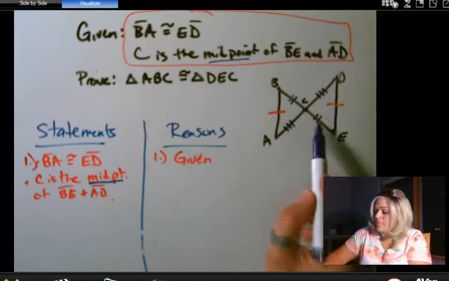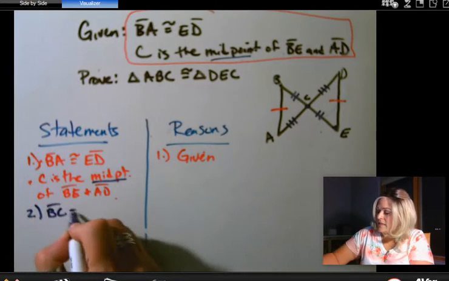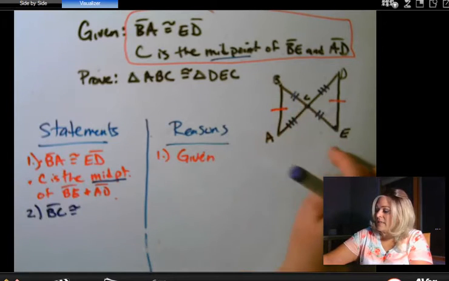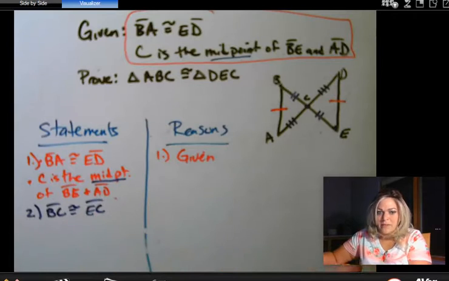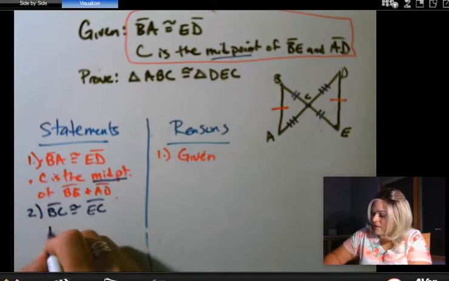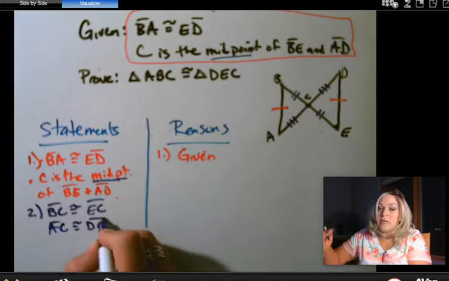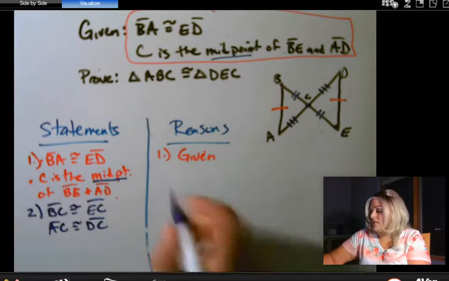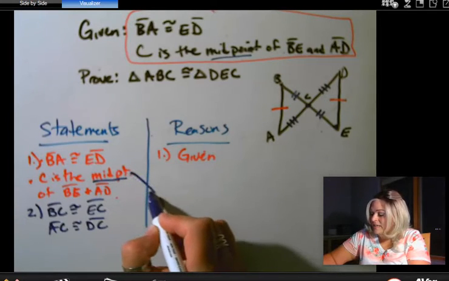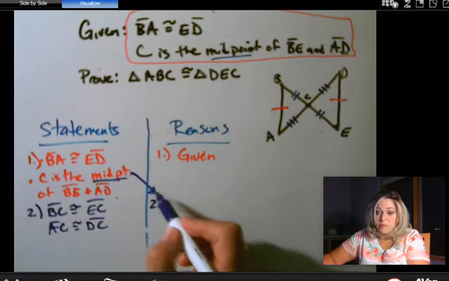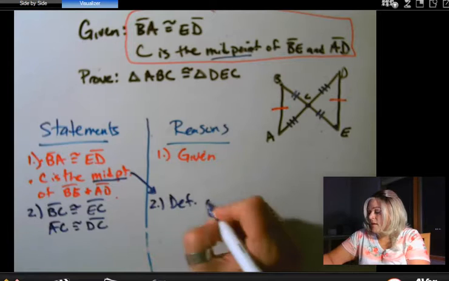So I know, step 2, that BC is congruent to EC because of the word midpoint. I also know that AC is congruent to DC because of that word midpoint. So since it's because of this word, I literally take that word and I'm putting an arrow. So you remember, if it's a given a word here, you're going to write definition of that word.